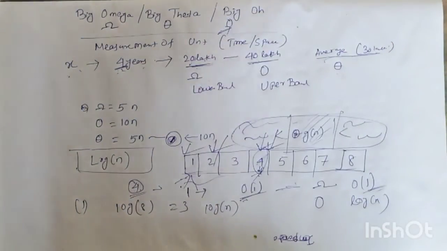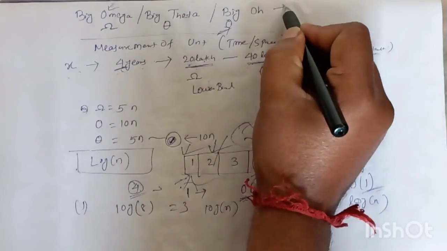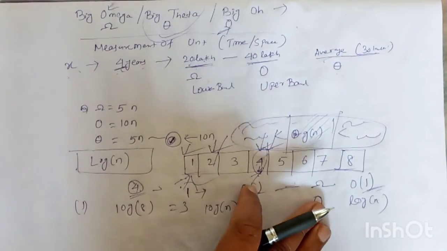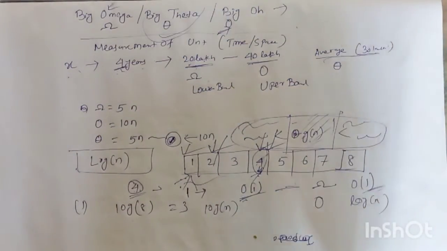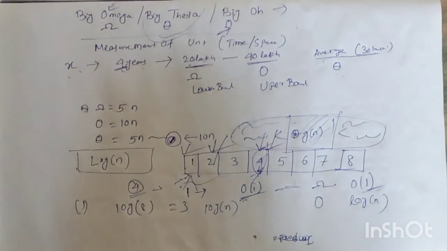So it's like this: the left side is the lower bound, the right side is the upper bound, and theta is the sandwich, or in between, which you can say is average, or rather it's not average, it considers both the upper bound and the lower bound. It gives that mathematical expression with less than or equal to, greater than or equal to, and so on.